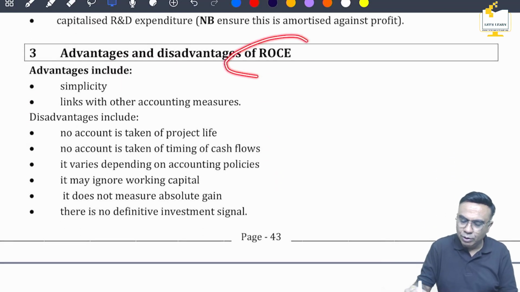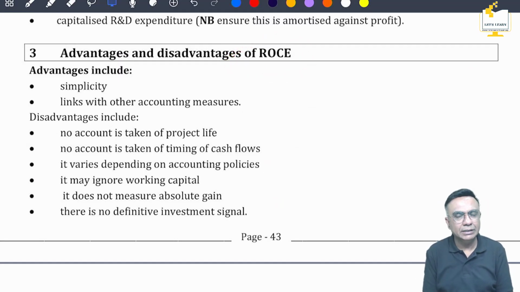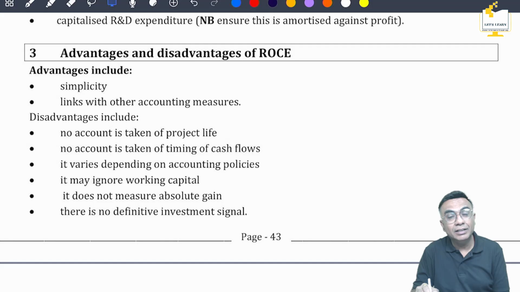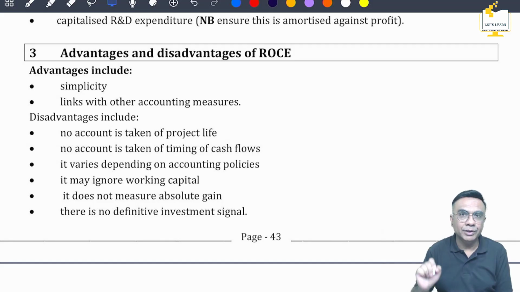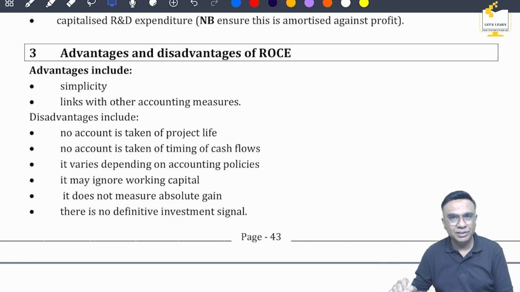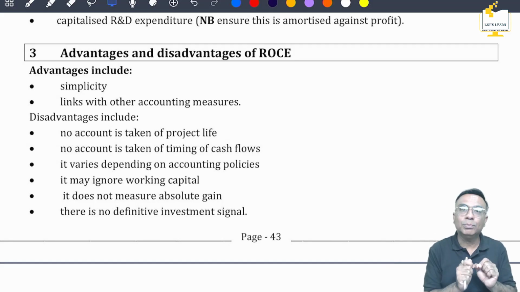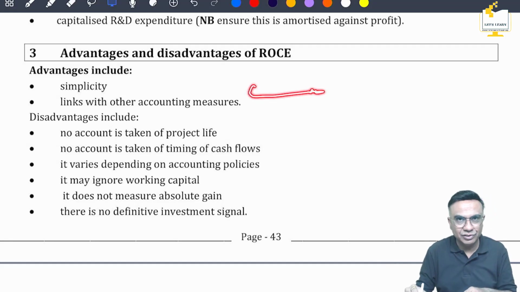Okay, let's proceed further. What are the advantages and disadvantages of ROCE? Number one, obviously it is very simple. Number two, it links with other accounting measures. For example, EBIT. We take accounting profit. ROCE is the only method where you take the accounting profit, book profit, EBIT. In all other methods, we take cash flows, cash profit. We are interested in actual cash. But in ROCE we take EBIT, book profit. So it links with accounting measures.